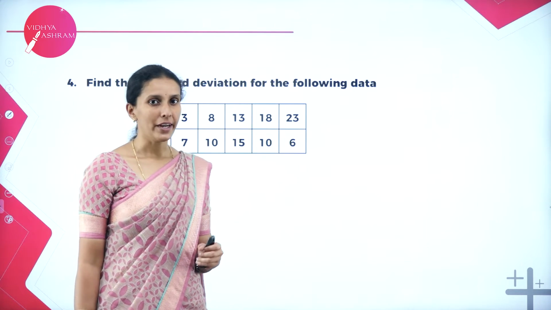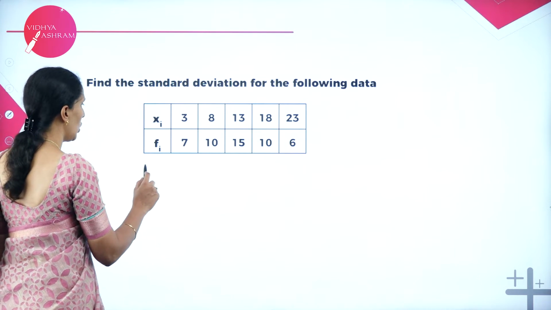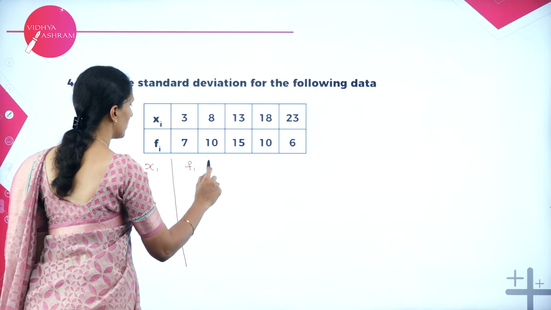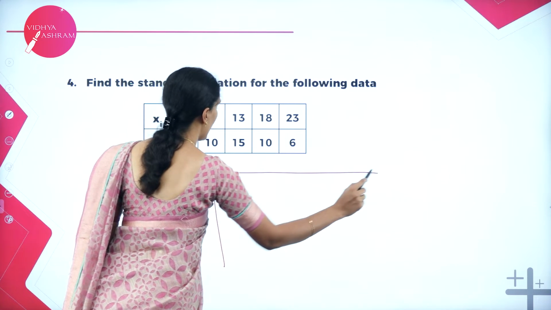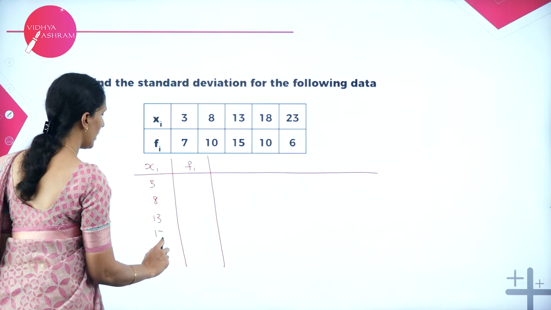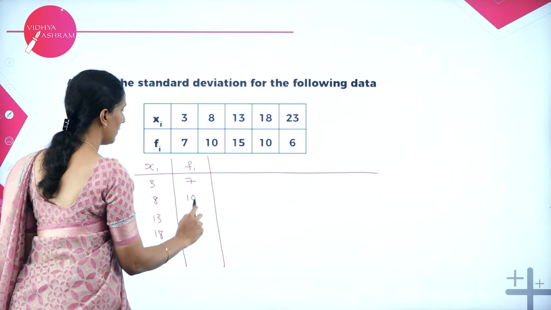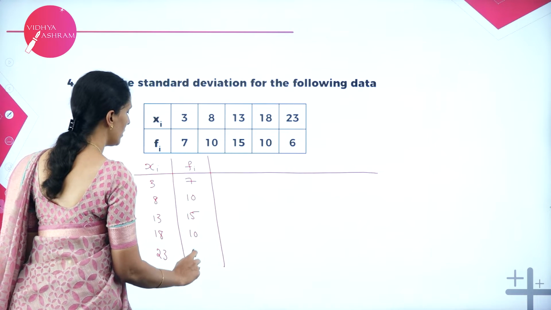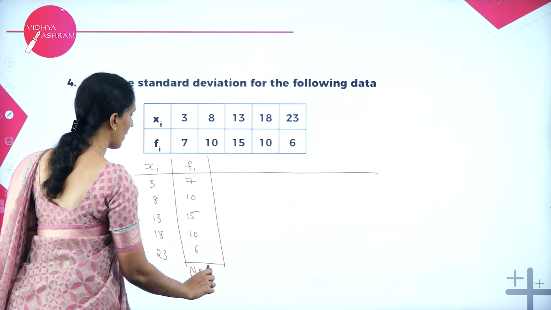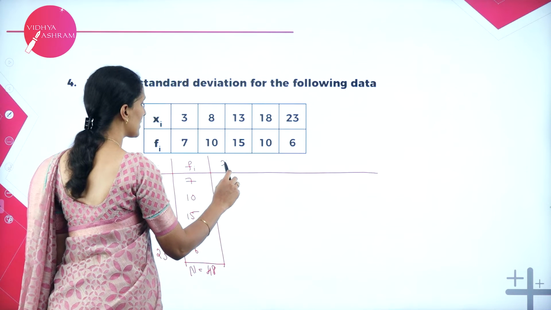So here, let's write what is xi and fi. Now, let's write this in a table. We have xi, and again we have fi. Let's write what is given for xi. That is 3, 8, 13, 18, 23. Let's write fi: 7, 10, 15, 10, 6. Let's add to get n. We need n. When you add this, you will get the value as 48. So next, I will take xi square.